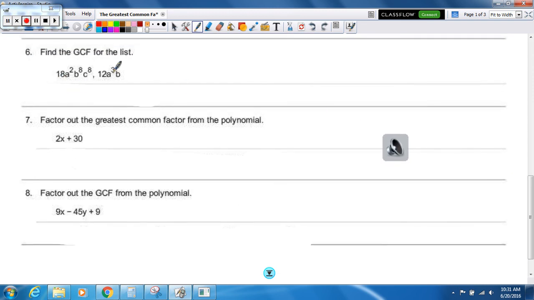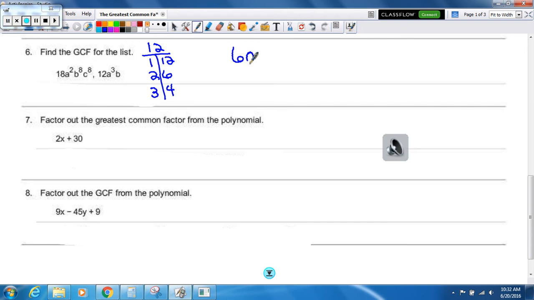This next one we have 18 and 12. Again, use the smallest number to make your t-chart. So 1 times 12, 2 times 6, 3 times 4. 12 doesn't go into 18. 6 goes into 18, so 6 is going to be the GCF of the numbers.